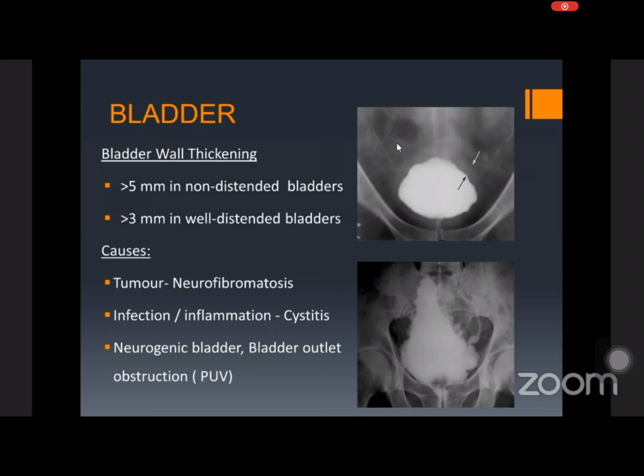In this prevoid image, we see a distended bladder with wall thickening more than 5 mm, and an irregular outline of the bladder. This is suggestive of cystitis. In the second image, we see an elongated bladder with diminished capacity, and an irregular contour of the bladder with multiple trabeculations. This is called a Christmas tree or pine cone appearance, which is classically described in a neurogenic bladder.